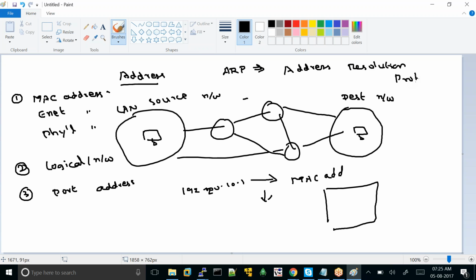This protocol operates on the data link layer. In terms of the OSI model, we have a 7-layer architecture for networking. This protocol operates on the data link layer.